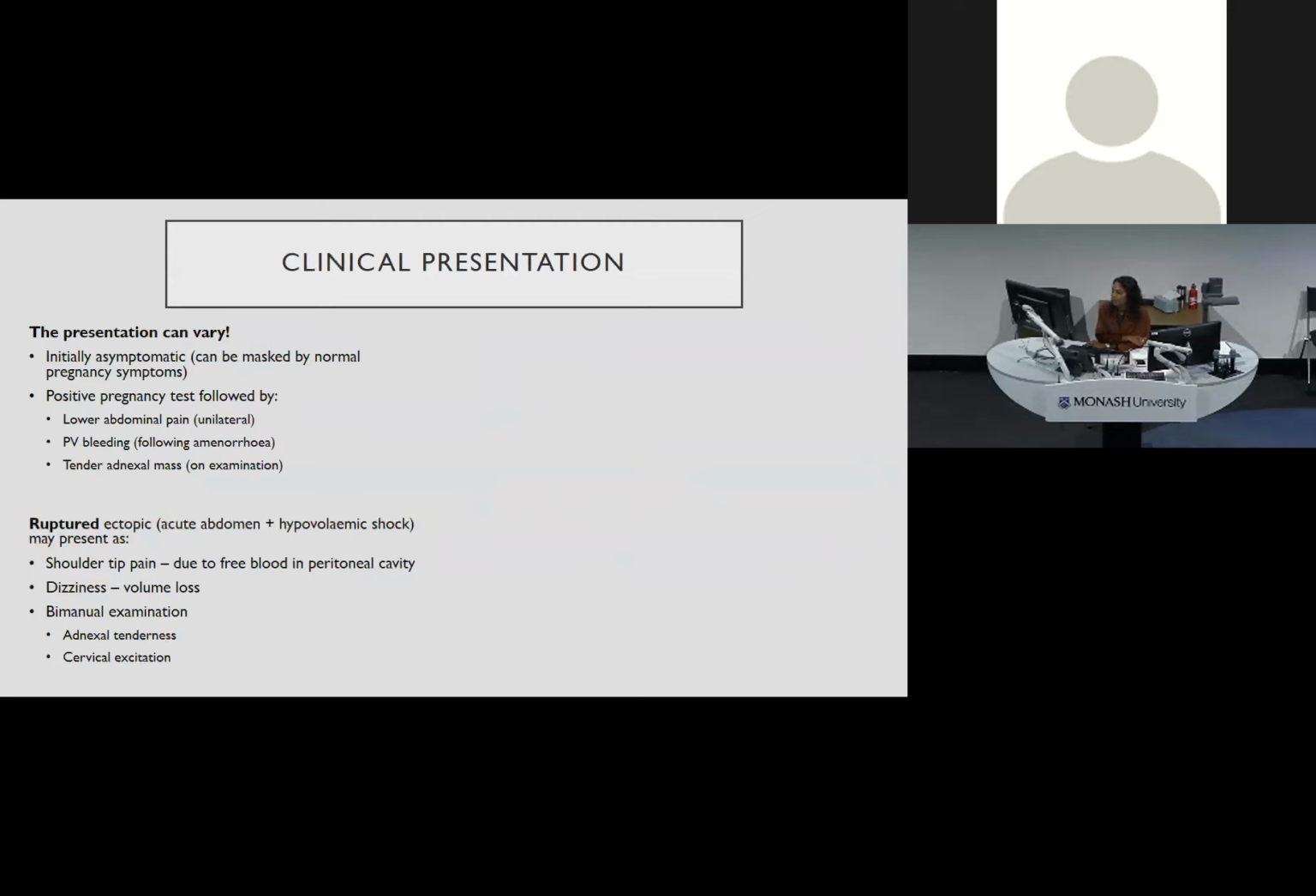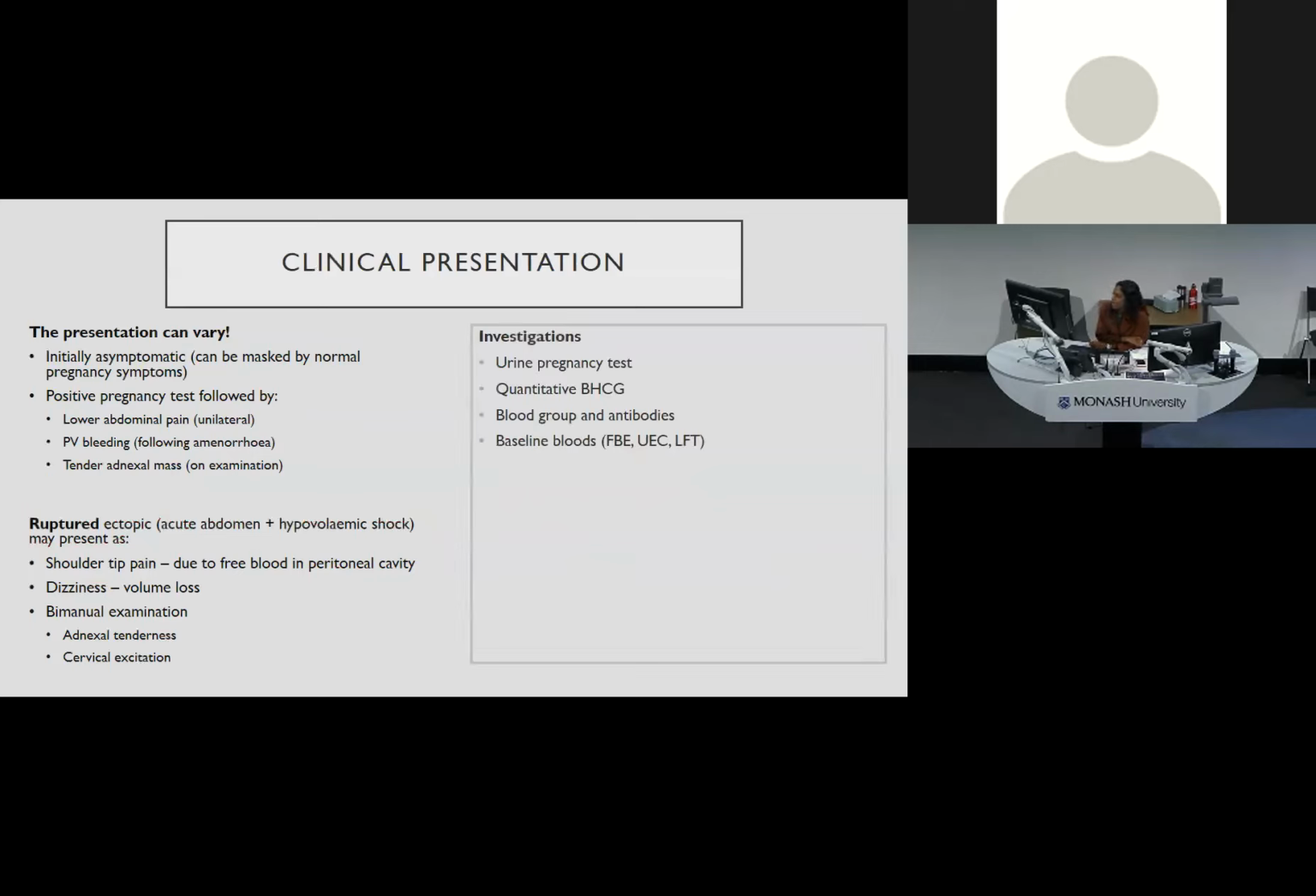In cases of rupture, they're more likely to be associated with hypovolemic shock. So you might have symptoms of pallor, low blood pressure, they might be dizzy. Like I mentioned before, they might complain of some shoulder tip pain just because of the irritation of the diaphragm. And when you do a VE, the buzzwords in terms of signs that you look for would be that adnexal tenderness, but also if there's any cervical motion tenderness as well.